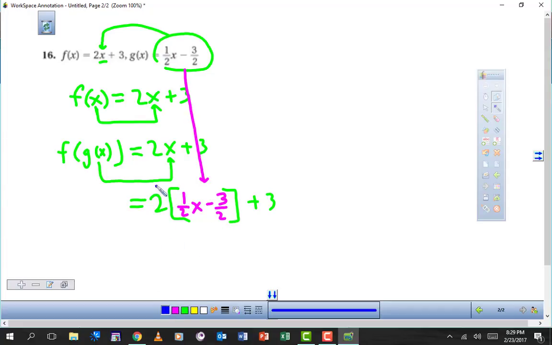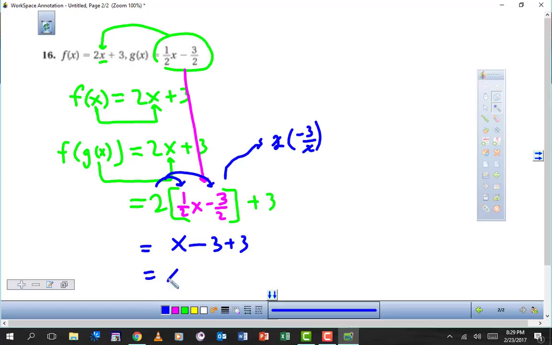Well, when we distribute this 2 here, 2 times 1/2, of course, is 1. And you're multiplying by x here, so that's just 1x, or just simply x. When you multiply by the other term, let's do this little calculation out here. You'd have 2 times negative 3/2. Well, in this case, the 2 cancels off here, and so you end up getting negative 3. And of course, there's a plus 3 here, so those subtract off. And so this, of course, is just equal to x.